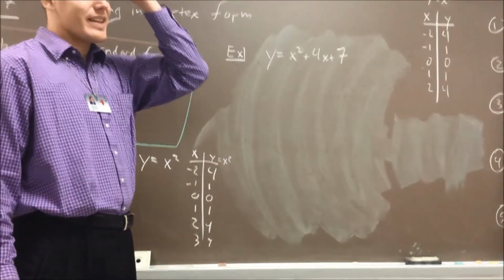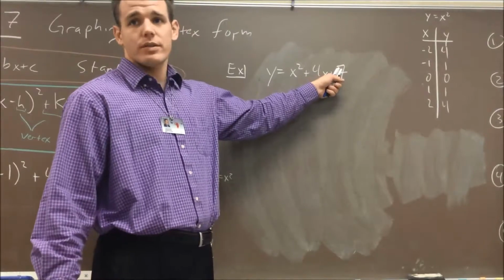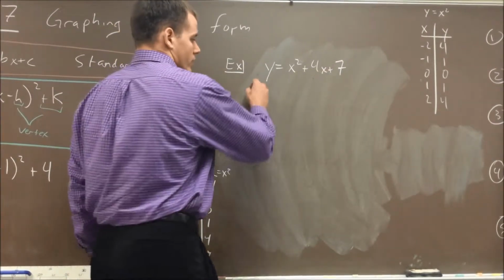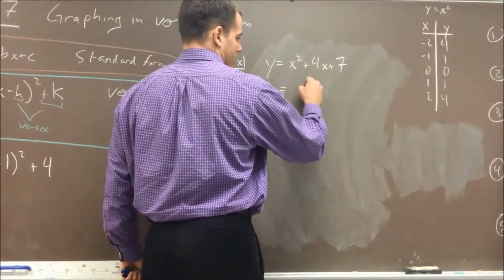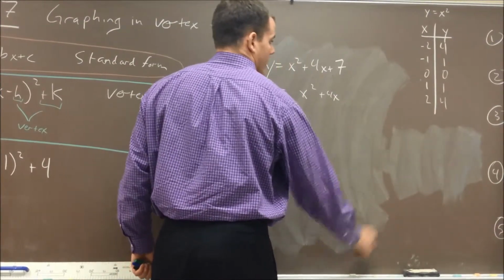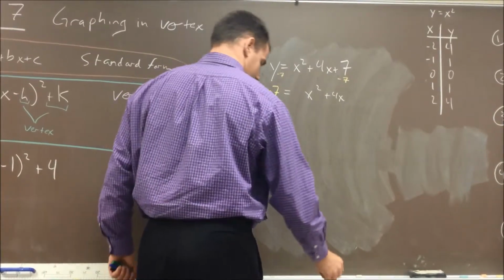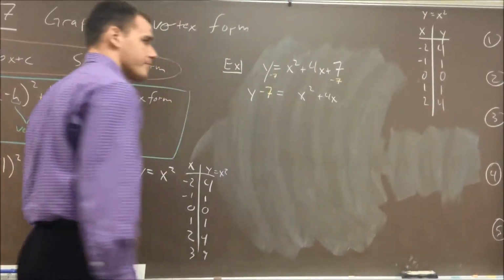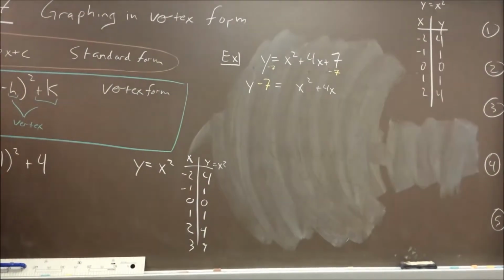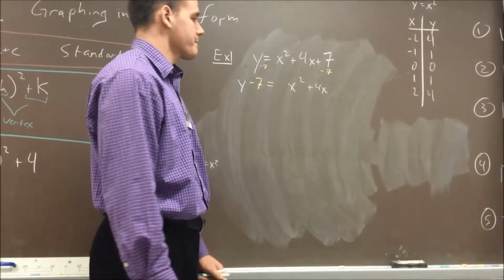Just like we did the other problems, I'm going to get this number on the other side here. Okay? So what I'm going to do here is I'm going to have x squared plus 4x. And I'm going to subtract 7 from both sides. Just like that. There are other ways to do this. That's fine too. This is just one method.